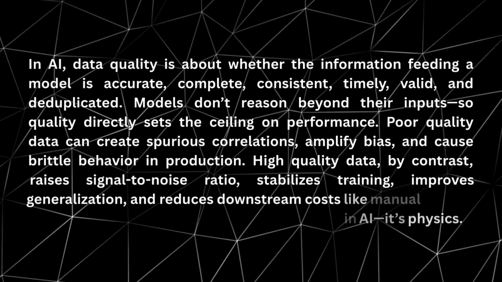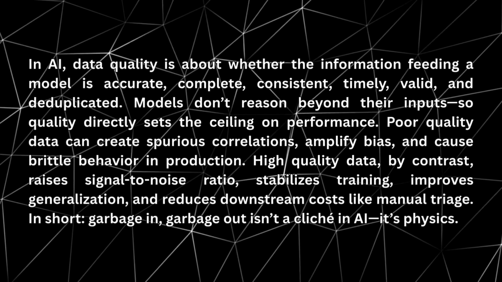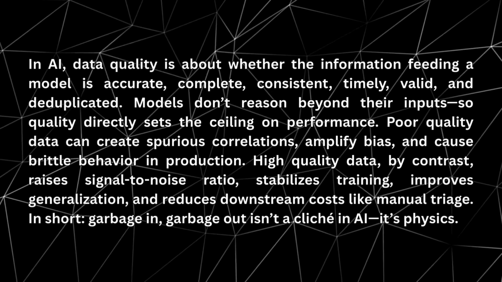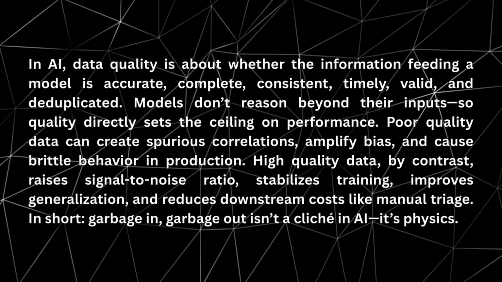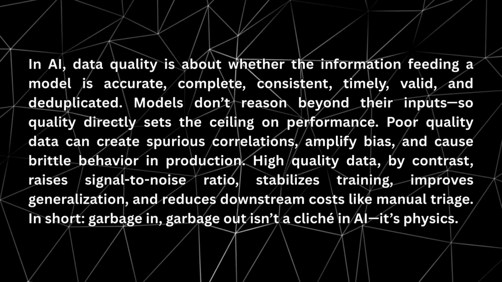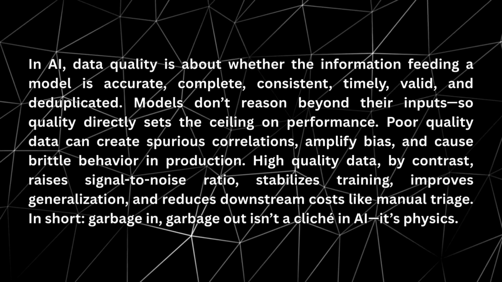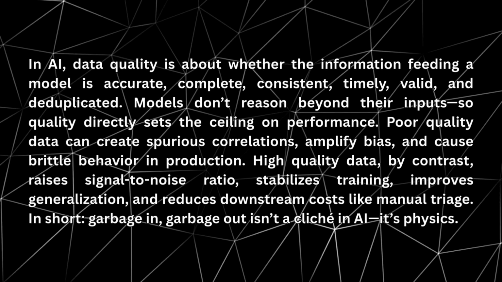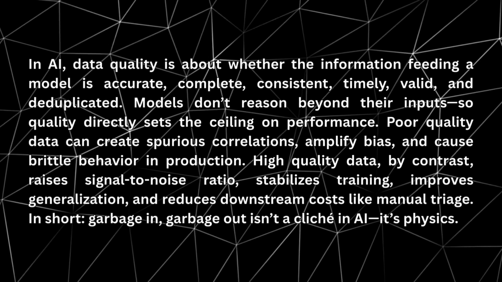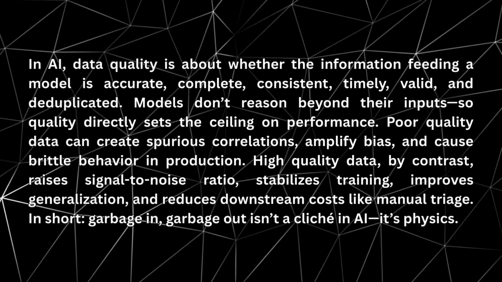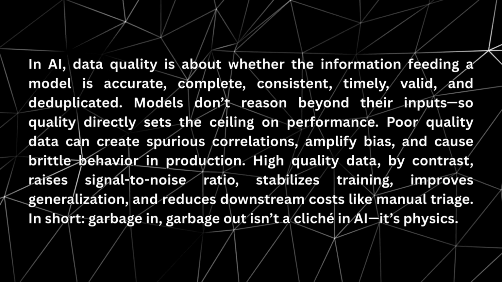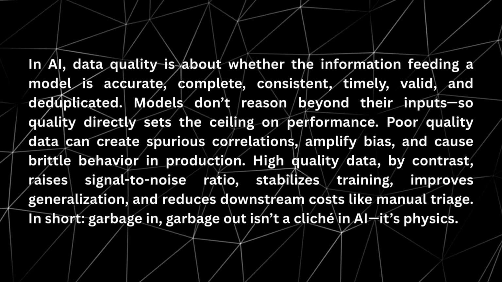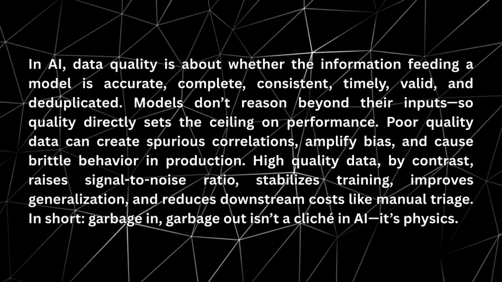In AI, data quality is about whether the information feeding a model is accurate, complete, consistent, timely, valid, and deduplicated. Models don't reason beyond their inputs, so quality directly sets the ceiling on performance. Poor quality data can create spurious correlations, amplify bias, and cause brittle behavior in production. High-quality data, by contrast, raises signal-to-noise ratio, stabilizes training, improves generalization, and reduces downstream costs like manual triage. In short, garbage in, garbage out isn't a cliché in AI, it's physics.